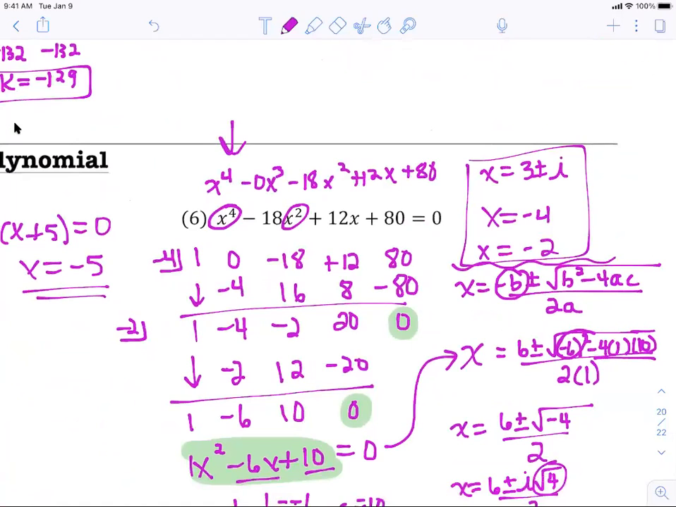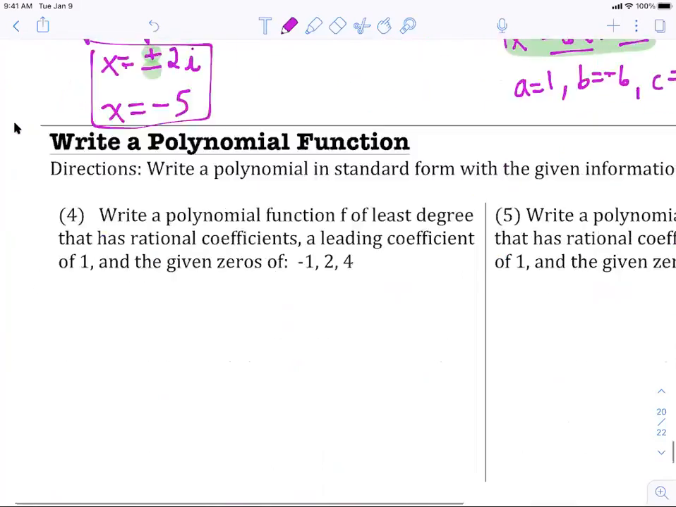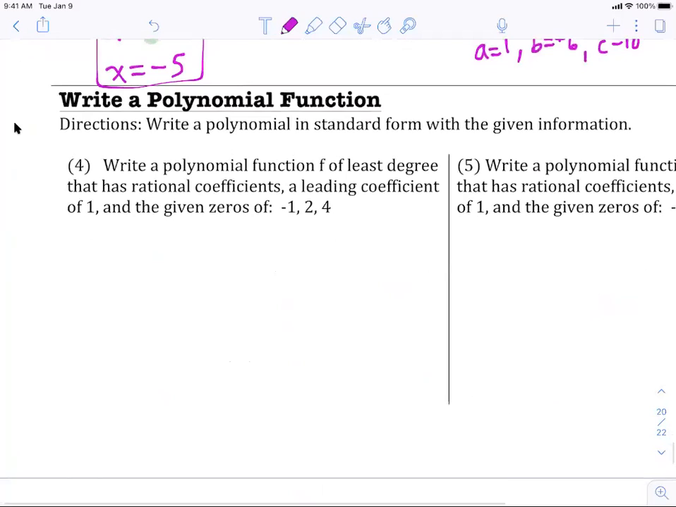All right, guys. The last numbers that you're going to see, obviously, these are the kind of fun ones. These are ones where you're going to use a lot of that information to go backwards and write your own polynomial. So for number 4, it says, write a polynomial function f of at least degree 3 that has rational coefficients and a leading coefficient of 1 and the given zeros of -1, 2, and 4.